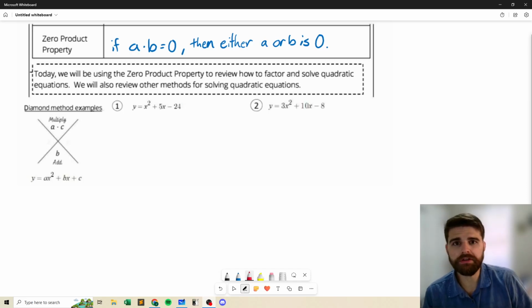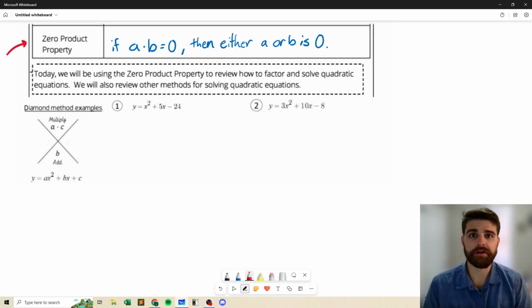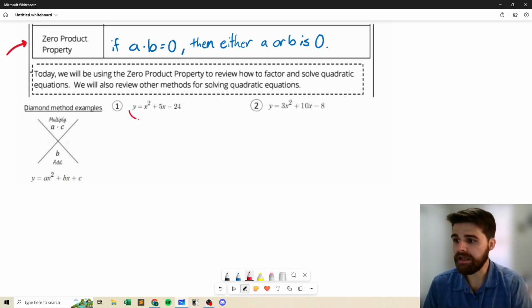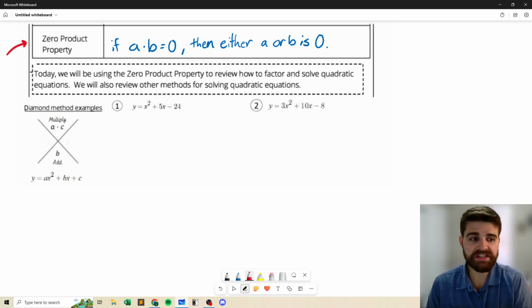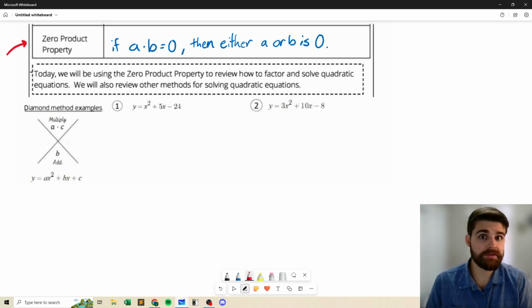In this video, we're going to take a look at factoring quadratics. The key to being able to factor quadratics is this idea, the zero product property. If we can take a standard form quadratic like this guy and rewrite it so that instead of adding terms together, we're multiplying terms together, then we can use this property to solve each factor.